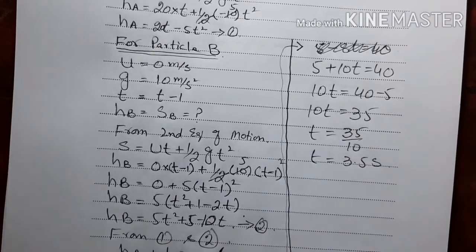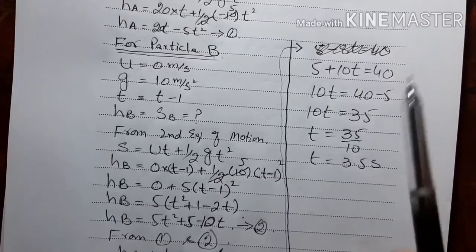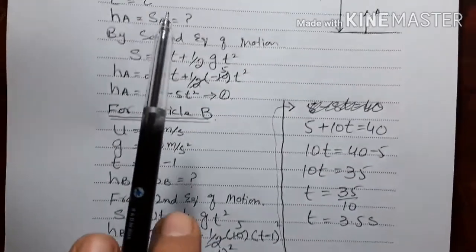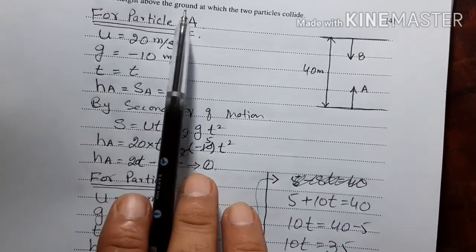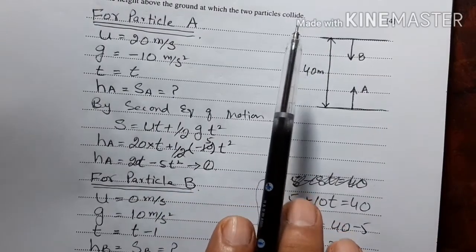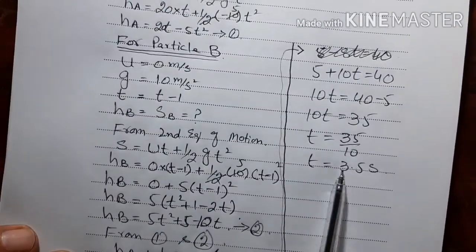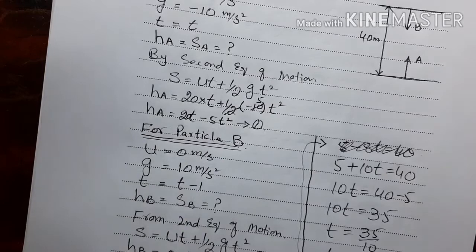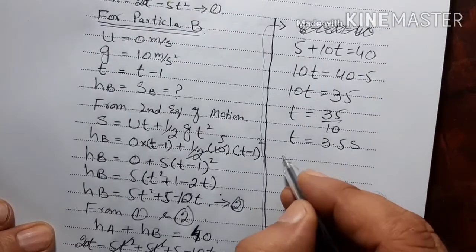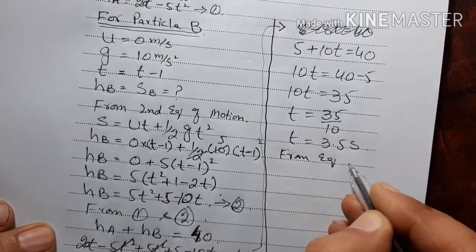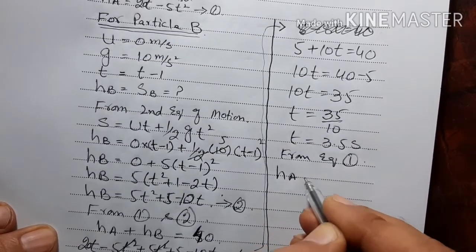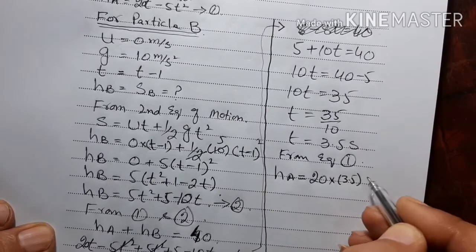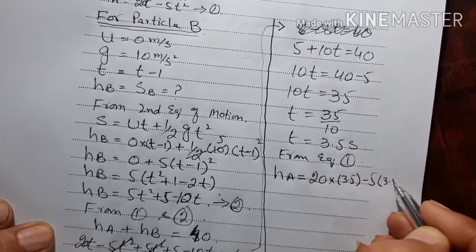So this is the time of the flight of the particles. We need to find the height above the ground at which the two particles collide. So we can put the value of t in equation number 1 for the height of collision. So from equation 1, HA is equal to 20 into 3.5 minus 5 into 3.5 square.